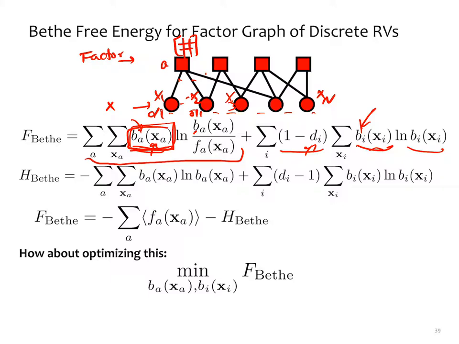You don't know these b_a's and you don't know these b_i's, and you want to minimize this cost function. So what are the subject-to constraints? What are the constraints that I have to write? I just told you. So my knobs are these b_a's, which sum up to one. So one of the constraints is that the sum of b_i(x_i) over x_i is going to be 1. What else?